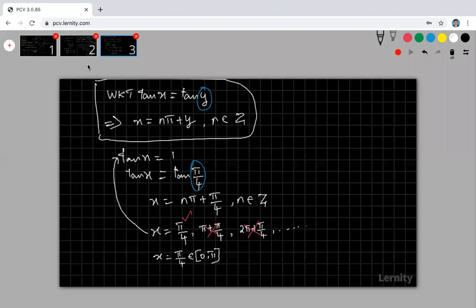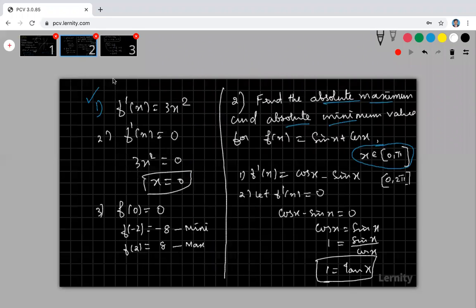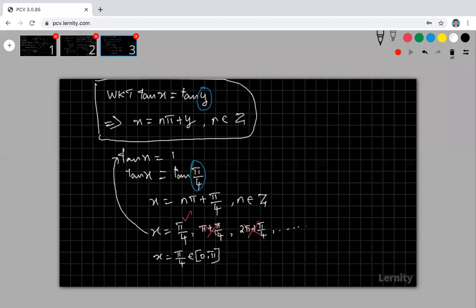Are you okay? So based on the interval, you can choose the values. What are the values belonging to the given interval? Those are the critical points for the given function. Therefore x is equal to pi by 4 is the only value satisfying this equation and belonging to this interval. So this is my second step.